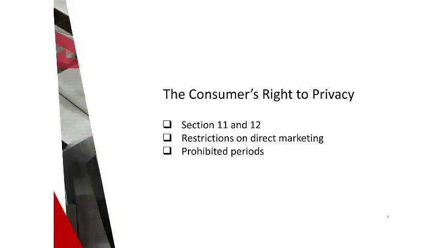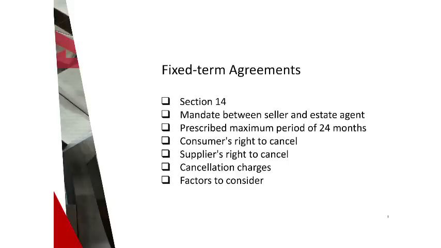So let's just look at some of the provisions. This is not a comprehensive list. You will have a consumer protection session. Okay, so Section 11 and 12 places a restriction on direct marketing. I will discuss this again when we refer to the Protection of Personal Information Act, because there has been some changes. But note that there are certain prohibited periods where you cannot directly market to a person.